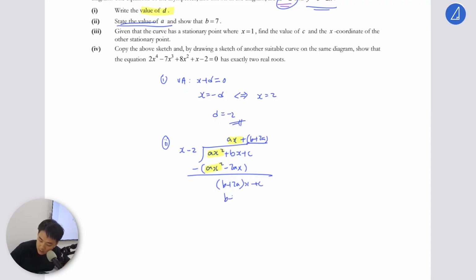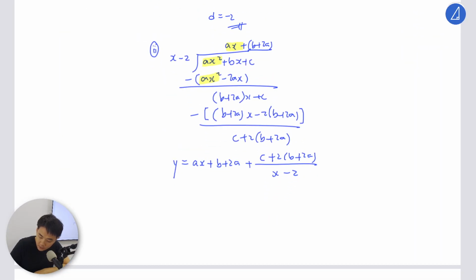Okay, this is B plus 2A, x minus 2B plus 2A. That's about it. So this will be C plus 2B plus 2A. So you just write it down in proper fraction. You know that this is the oblique asymptote here. So OA is y equals ax plus B plus 2A.